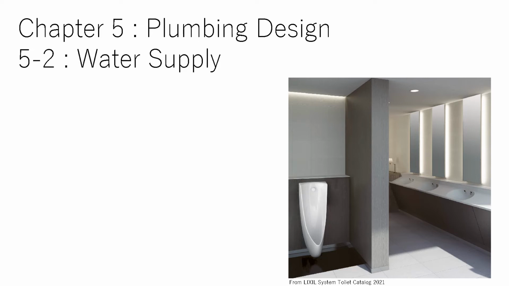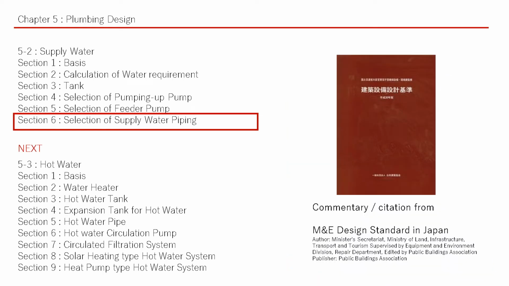This channel provides easy to understand and excellent books in Japan in English, and provides useful information for practical equipment design. We will start to explain based on the M&E design standard book in Japan. We call it the Brown book. This time, we will explain about selection of supply water piping.